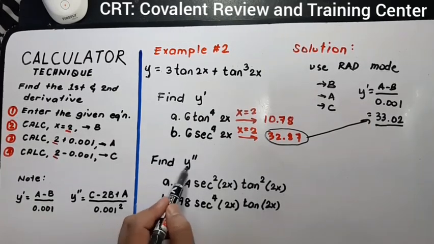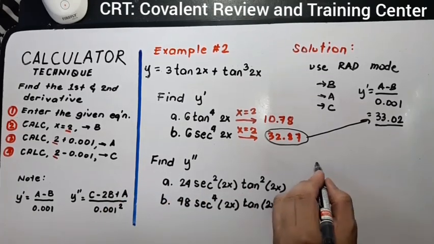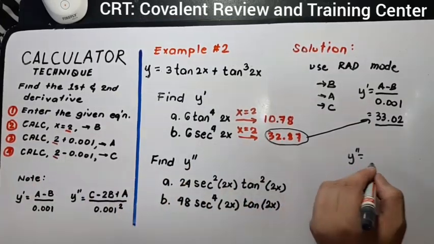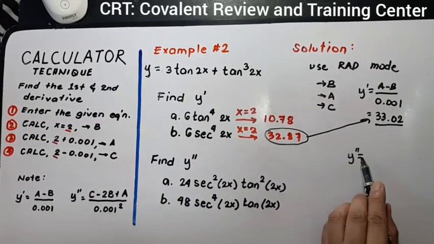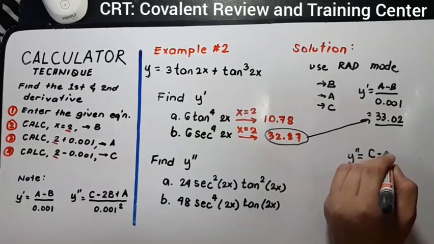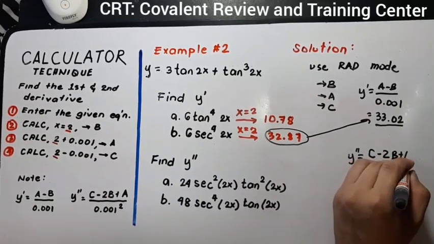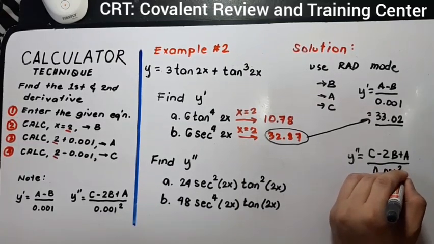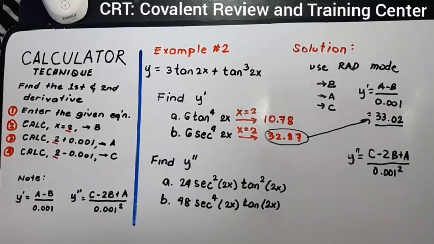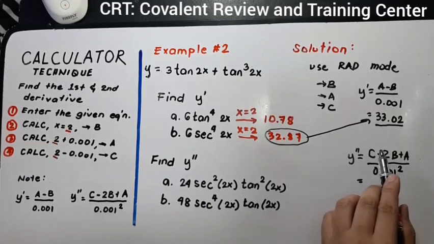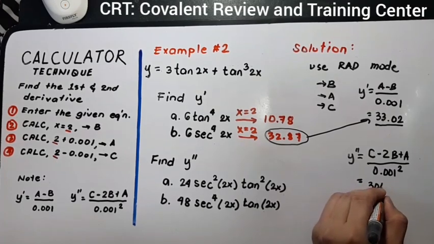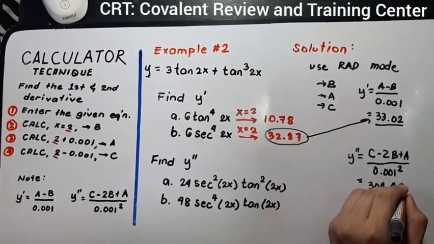So to solve the second derivative, let us use our equation for this technique. The equation for this technique in finding the second derivative is C minus 2B plus A all over 0.001 squared. And the result of this formula or equation is 304.46.